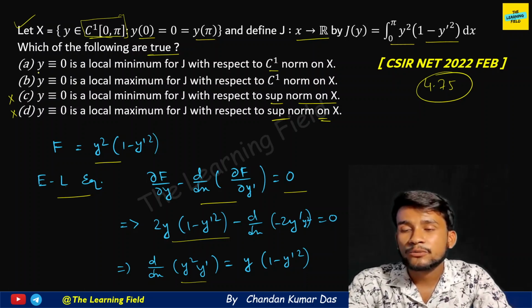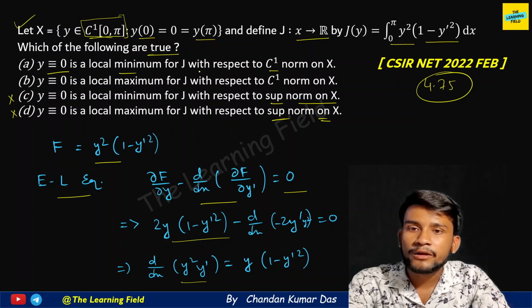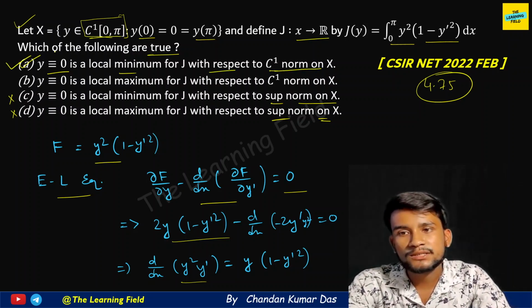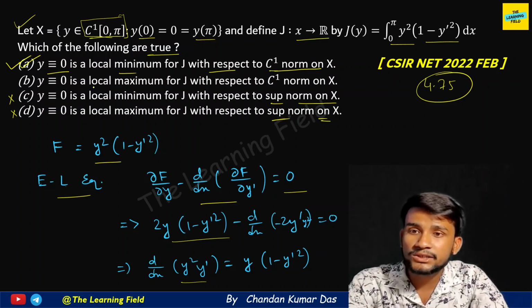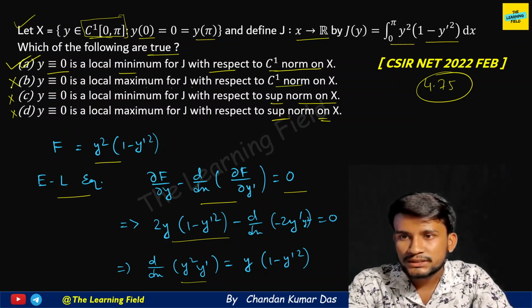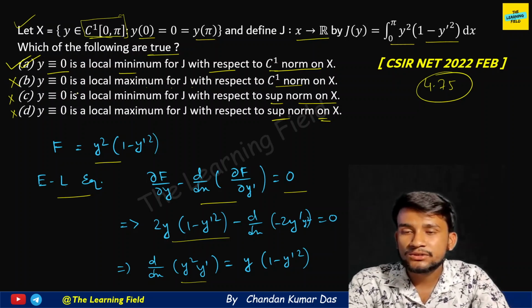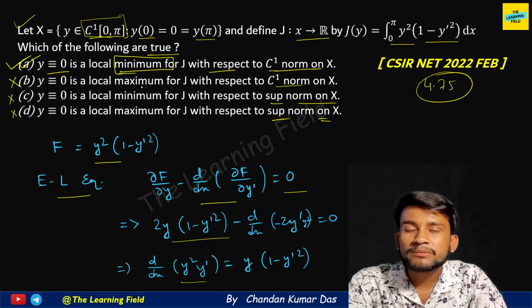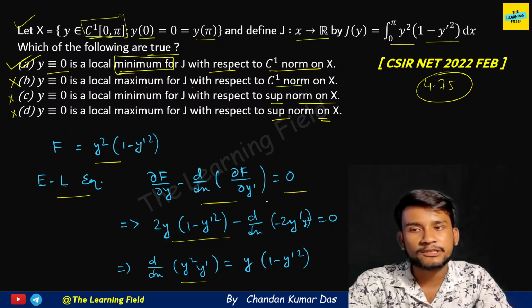That is, option A says that y identically 0 is a local minimum for J with respect to the C1 norm. Yes, this is the correct option. The other option says that y identically 0 is a local minimum for J with respect to the C1 norm. No, this is not identically 0, y is not identically 0. This gives only minimum. Okay, the maximum case is the point pi by 2. So this is the correct option, option A here.